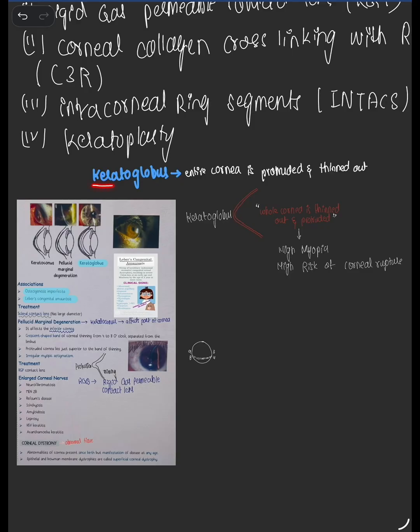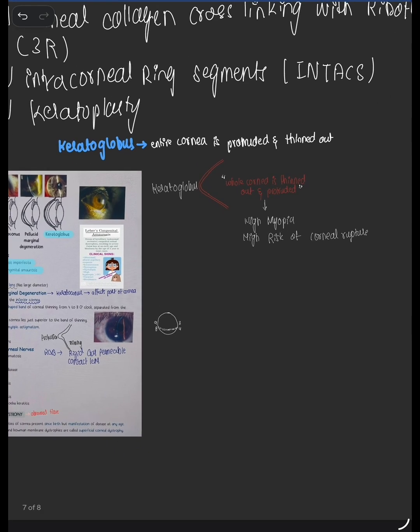Next disorder is the keratoglobus, in which the entire cornea is protruded and thinned out. As we can see, the entire cornea is protruded and thinned out. So it will result in high myopia because of the increased curvature. The image will fall in front of the retina, so it will result in high myopia and high risk of corneal rupture.